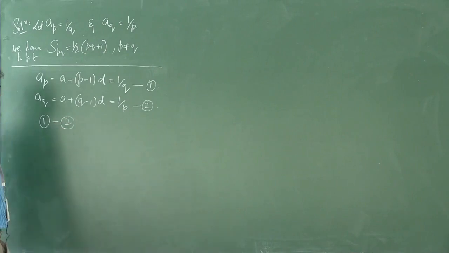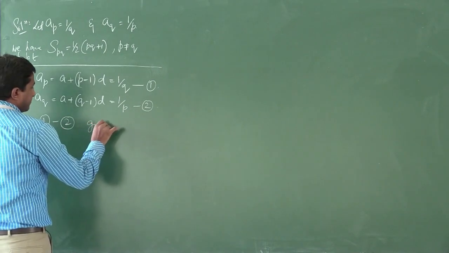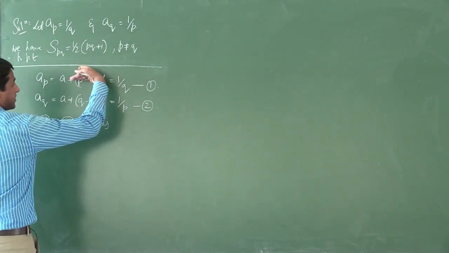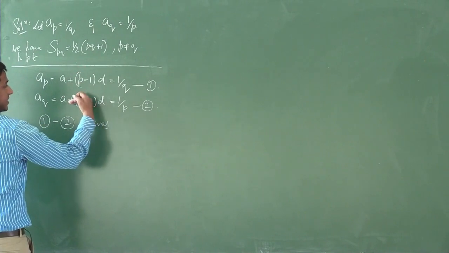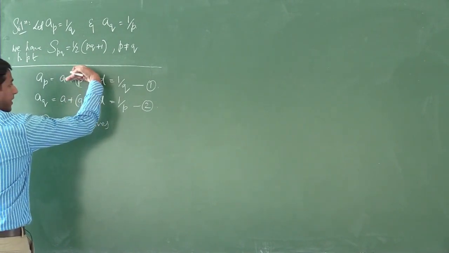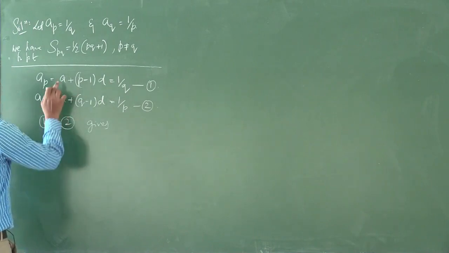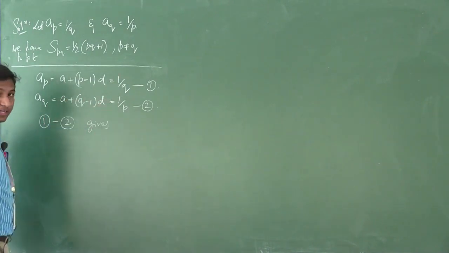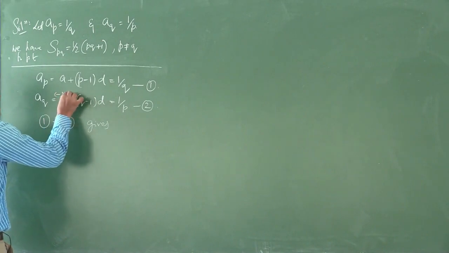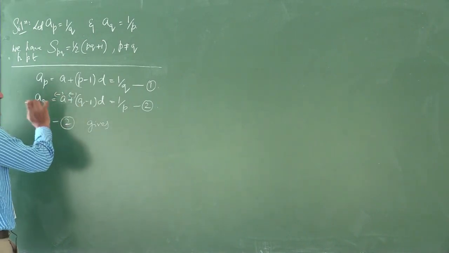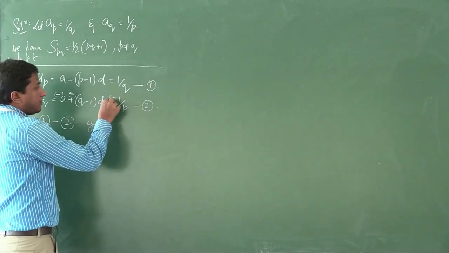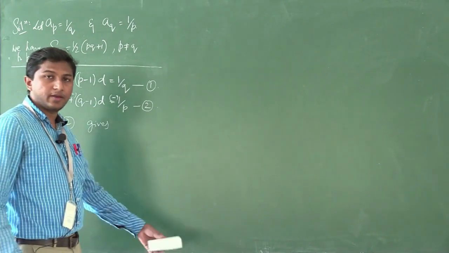Equation 1 minus equation 2 gives. So what does equation 1 minus equation 2 give us? I am subtracting this from this, or I am performing 1 minus 2. So a and minus a get cancelled. All these signs change to minus. So I'll write it here. So plus a becomes minus a, plus becomes minus here, plus 1 by P becomes minus 1 by P.